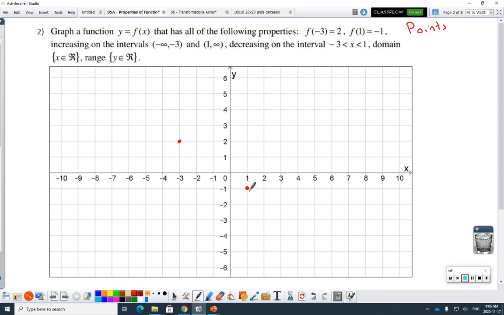And already I've got a feel for what this graph might look like. I don't know. It might do something like this, up and then down through this point. Or maybe it'll come down from here through this point and then continue. I'm not sure, but I got a feel already. Two points is great information.